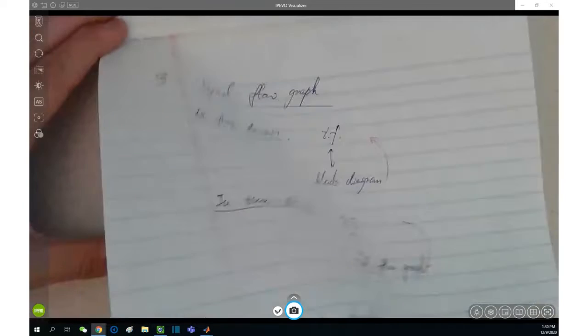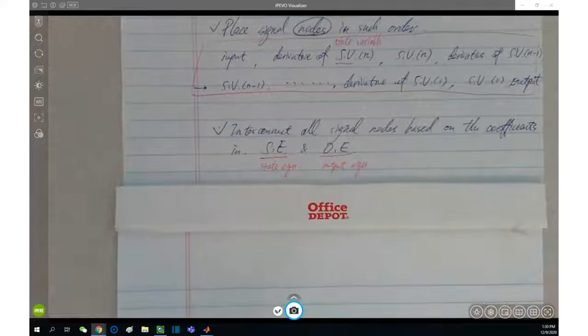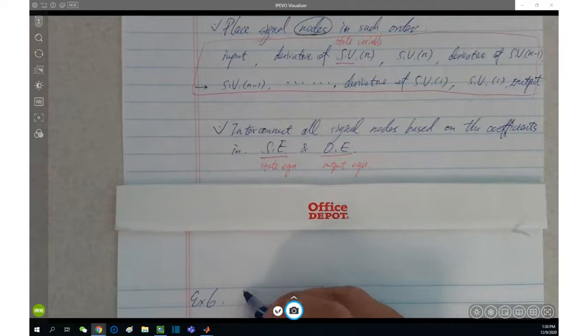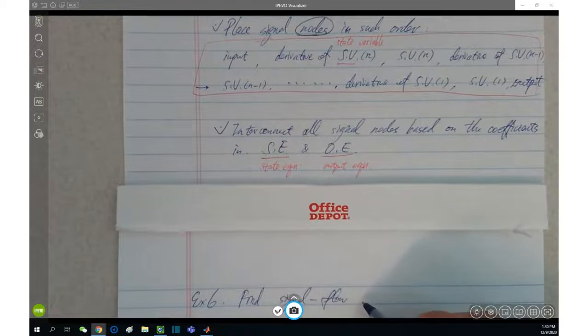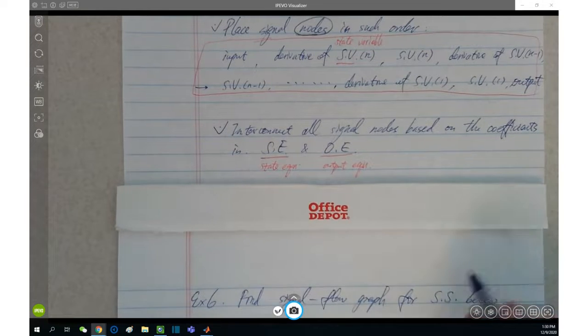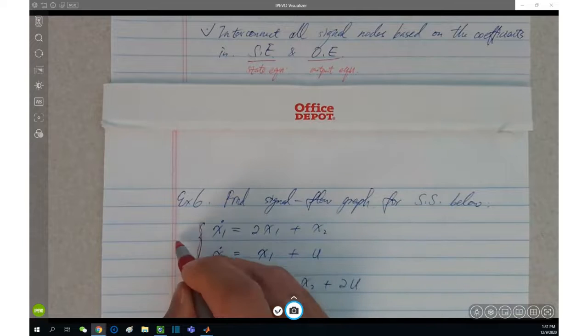Let's see the example, how we really employ this procedure. Okay, so example 6. Find signal flow graph for the state space below. First of all, you've got to realize this is the state space, and obviously these two simultaneous equations are the SE. This guy is the OE.